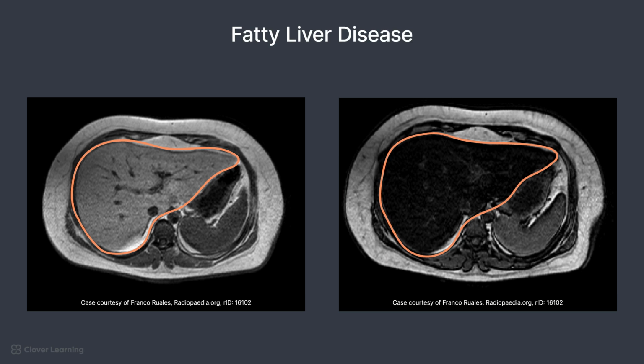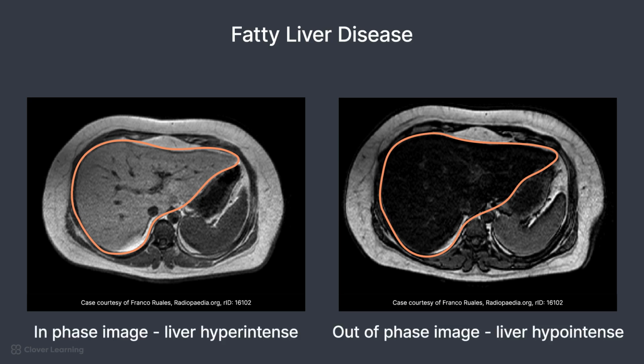The most important sequence in diagnosing fatty liver disease is in and out of phase imaging, which is a gradient echo sequence with two different TE values but the same TR. The liver containing microscopic fat will appear hyperintense on in-phase images but will lose signal on out-of-phase images.